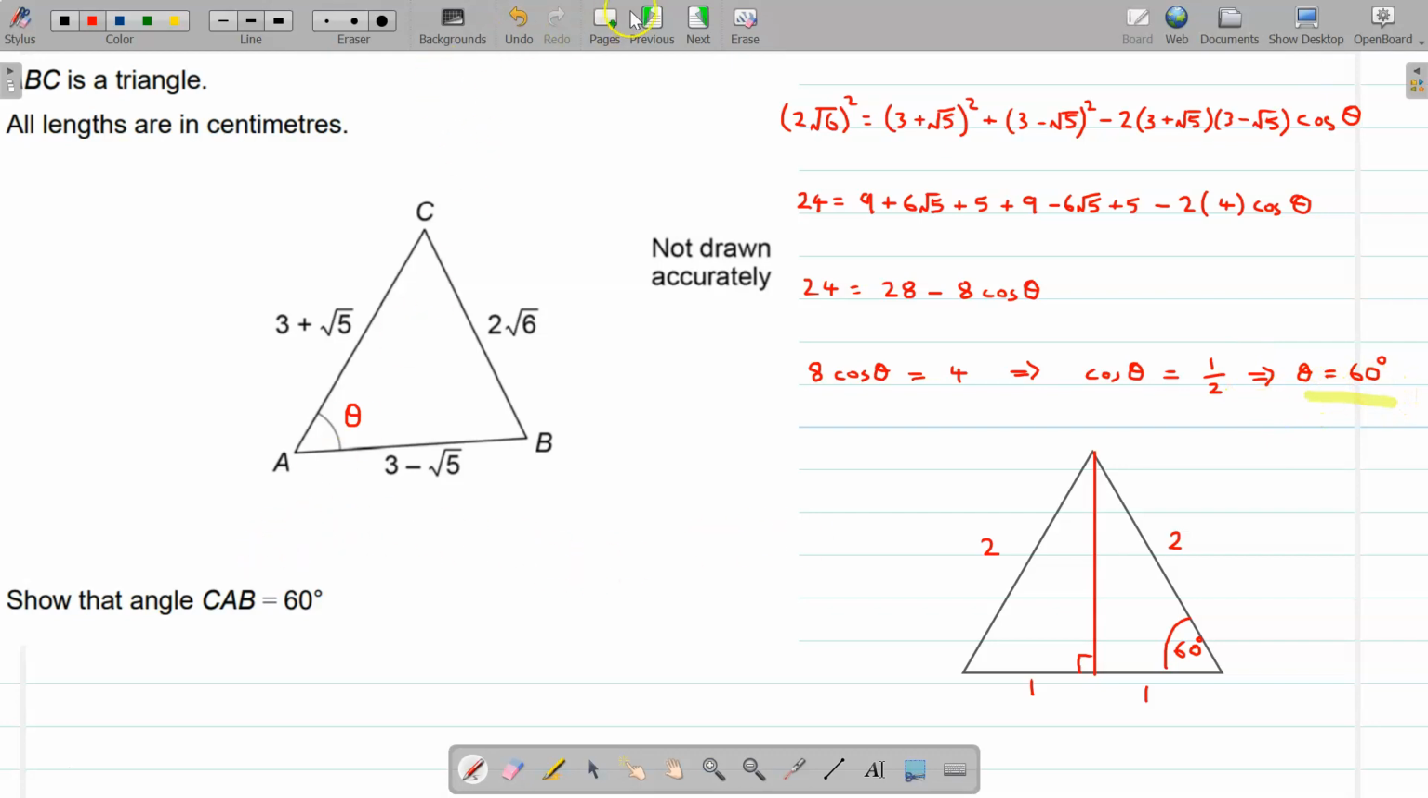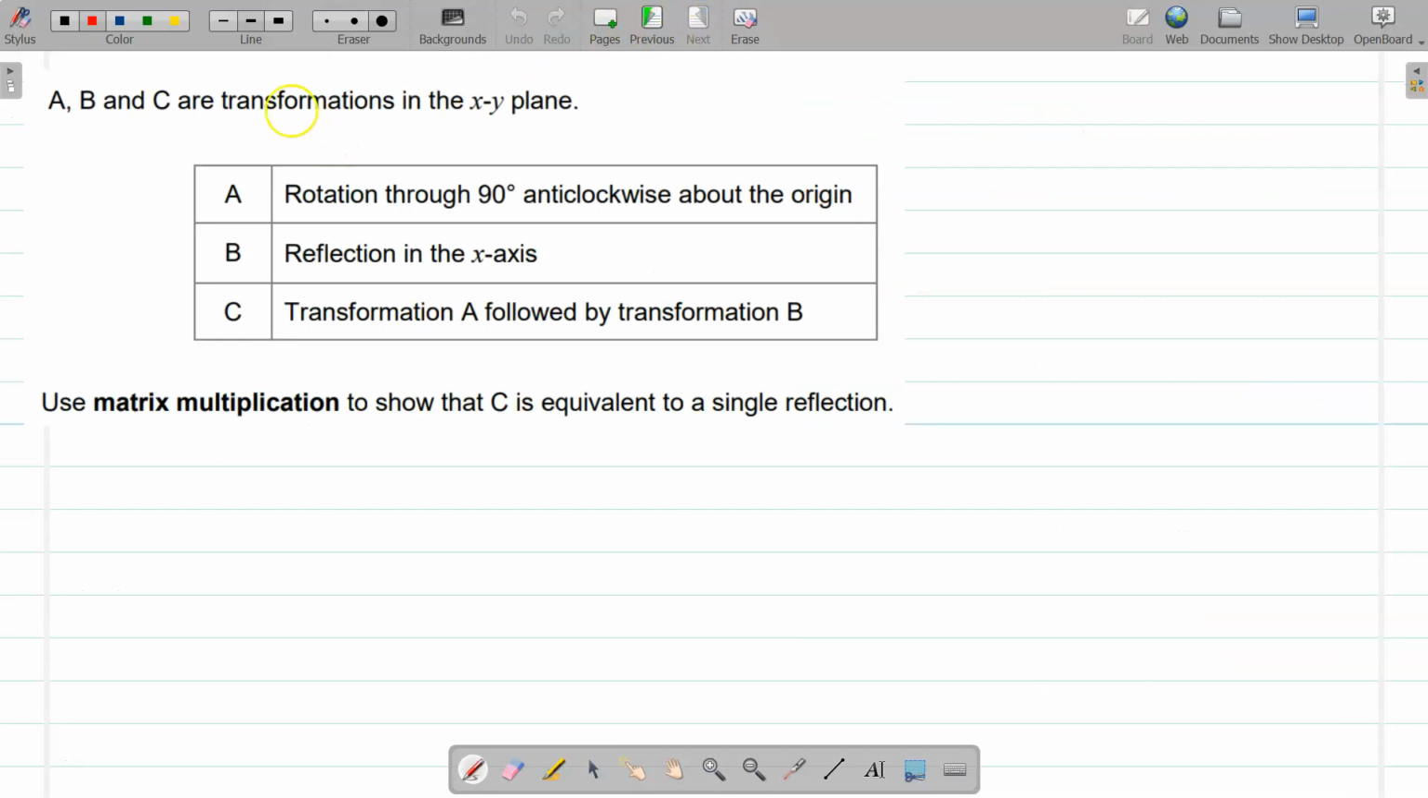Okay, and the next question. Now this is about matrices and transformations. Now you're supposed to know these and learn them. So A is a rotation through 90 degrees clockwise about the origin. Okay, so what this comes from, the rotation. The general rotation matrix is actually this. Okay, and it's a good idea to learn this because this will help you in answering the questions.